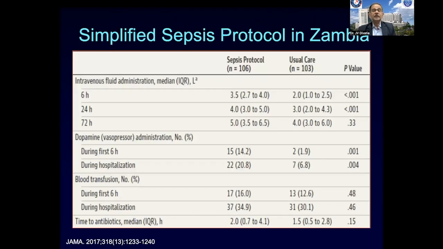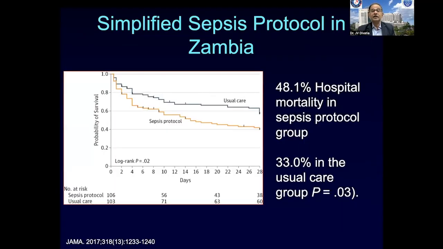And what they found is that with this protocol, the patients who received the protocol as compared to the usual care group got much more fluid at 6 hours, and at 24 hours, they got almost 3.5 liters in the first 6 hours. They got more dopamine, and they got blood transfusions as well, but that difference was not significant. So these patients received more fluid and more vasopressors during the hospital stay. And these investigators found that, again, the mortality was increased in patients who were randomized to the sepsis protocol group.